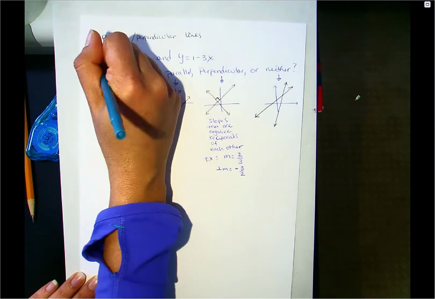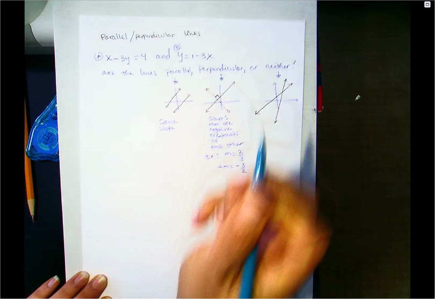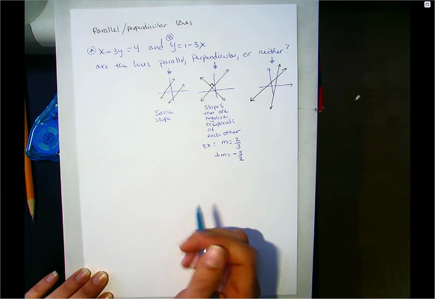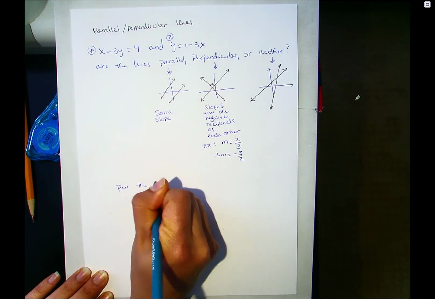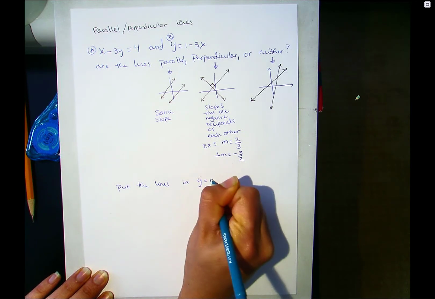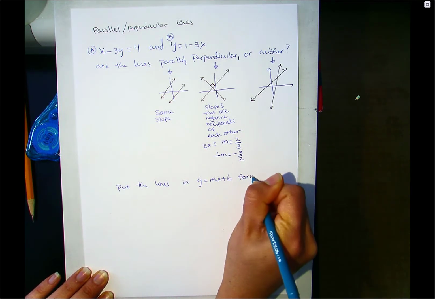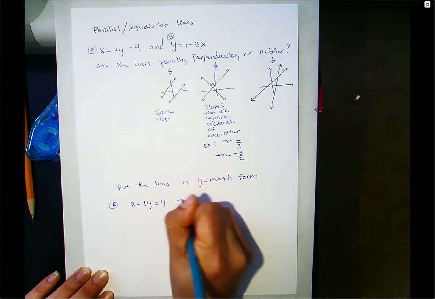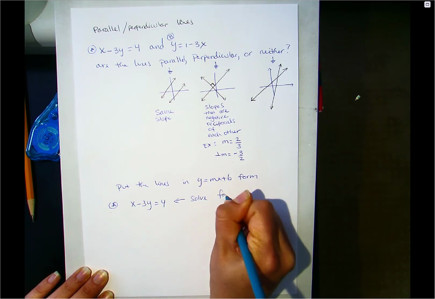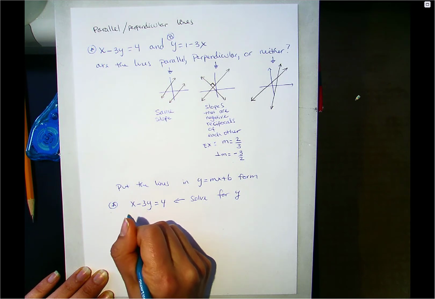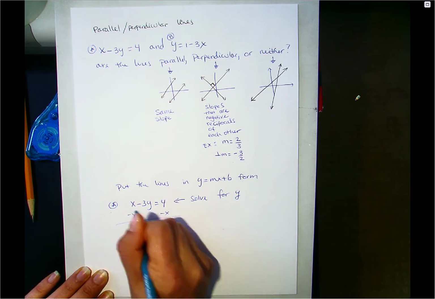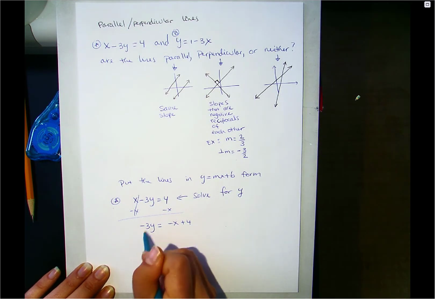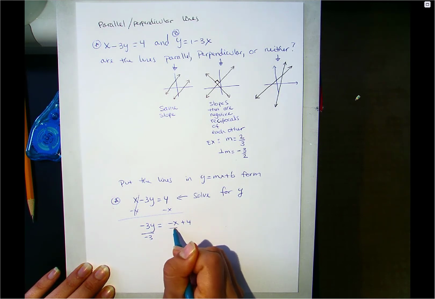So let's call this line A and that one line B. So in order to see their slopes, I'm going to want to put them in y equals mx plus b form. So for line A, I have x minus 3y equals 4. I'm going to solve for y. So I'm going to subtract x from both sides. So I have minus 3y equals negative x plus 4. And now divide by minus 3, both sides.